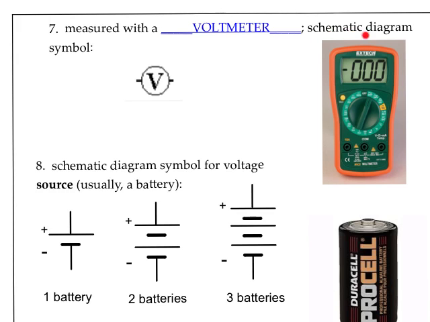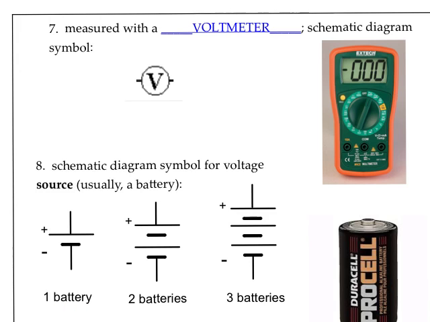Now we have this term called a schematic diagram. That's going to refer to a picture that represents a circuit, and each element of our circuit is going to have a particular symbol. For a voltmeter, it's simply a V with a circle around it. And since electric potential difference is also called voltage, typically our voltage source is going to be a battery, and we also have a schematic diagram symbol for battery as well.